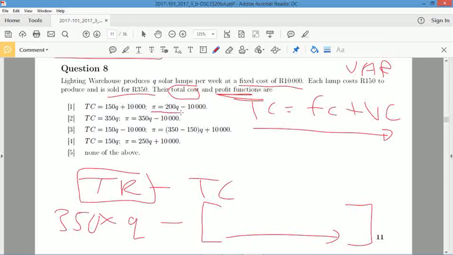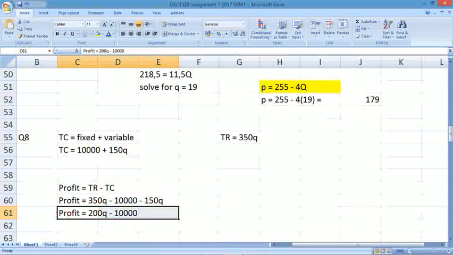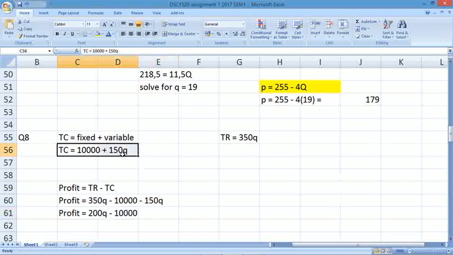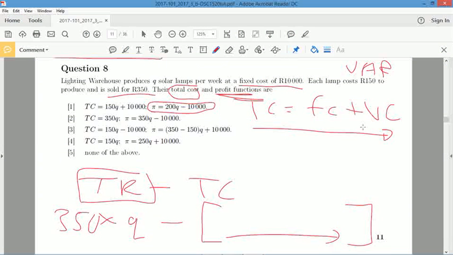Okay, so there's 200Q minus 10,000, which is the profit function. And we had total cost here, which was 150Q plus 10,000, which is what we have there. Okay, so number 1 is correct.